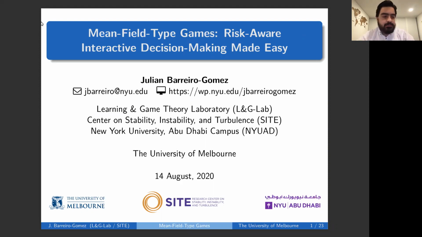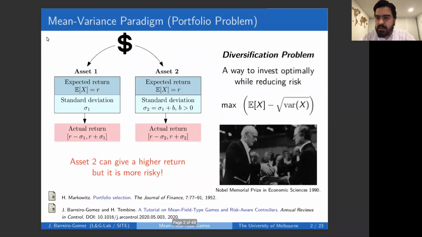So as Iman was saying, I'm going to talk about mean field type games. Another way to interpret these games is as risk-aware interactive decision making. The main objective in this talk is to present how we can solve this class of problems in an easy way. So we want to make it easy. Throughout the presentation, I'm going to be talking about risk terms. So let me start by introducing some concepts.